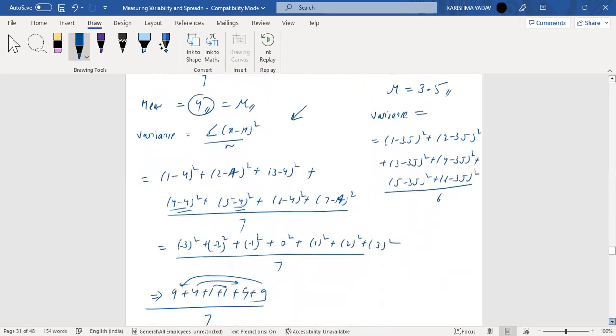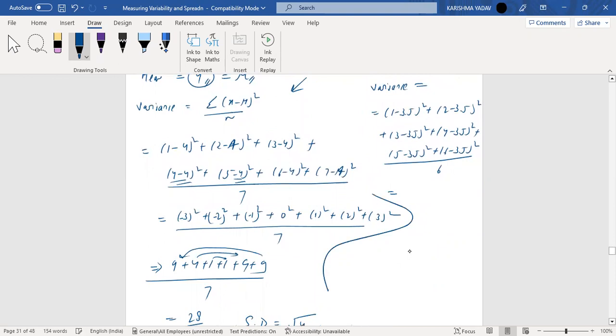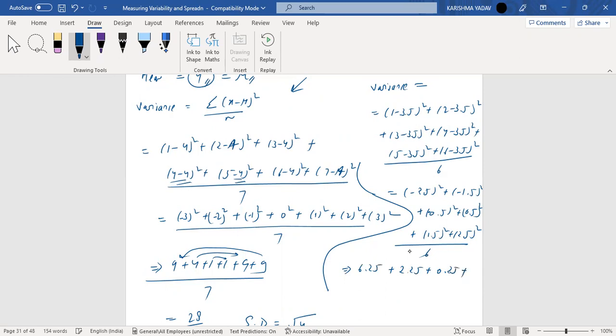Now let's simply compute it. We will get minus 2.5 square plus minus 1.5 square plus minus 0.5 square plus 0.5 square plus 1.5 square plus 2.5 square, divided by 6. Now what is the square of 2.5? That is 6.25, plus 2.25, plus 0.25, plus 0.25, plus 2.25, plus 6.25, divided by 6.